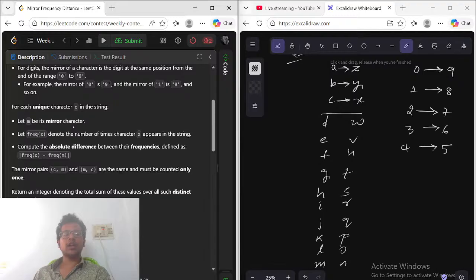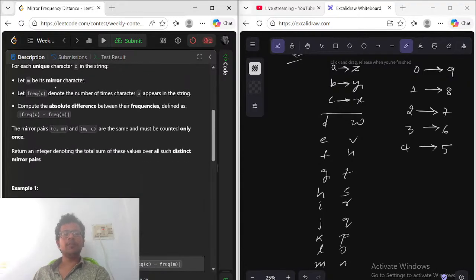For each unique character C in the string, let M be the mirror character. Let frequency of X denote the number of times character X appears in the string. It is just how many times that character is appearing in the string. Now, compute the absolute difference between their frequencies, defined as frequency of C minus frequency of M.